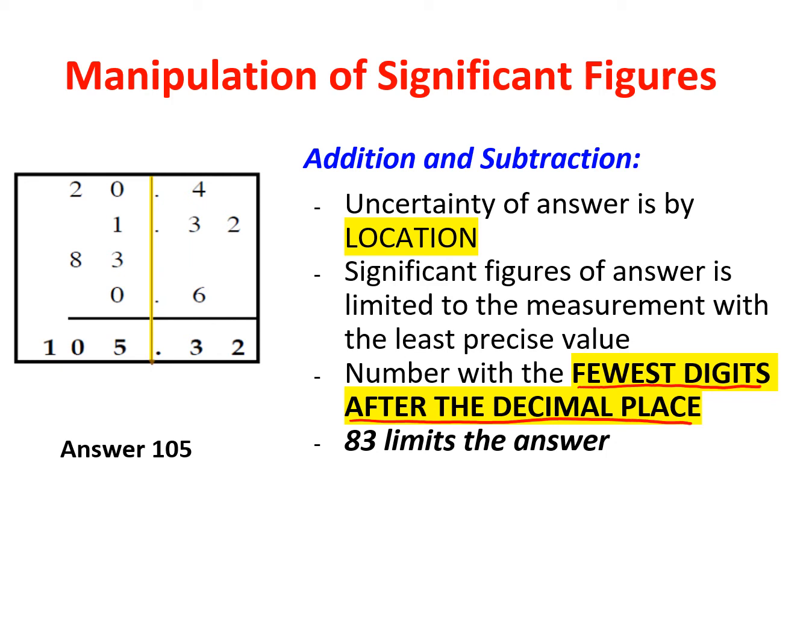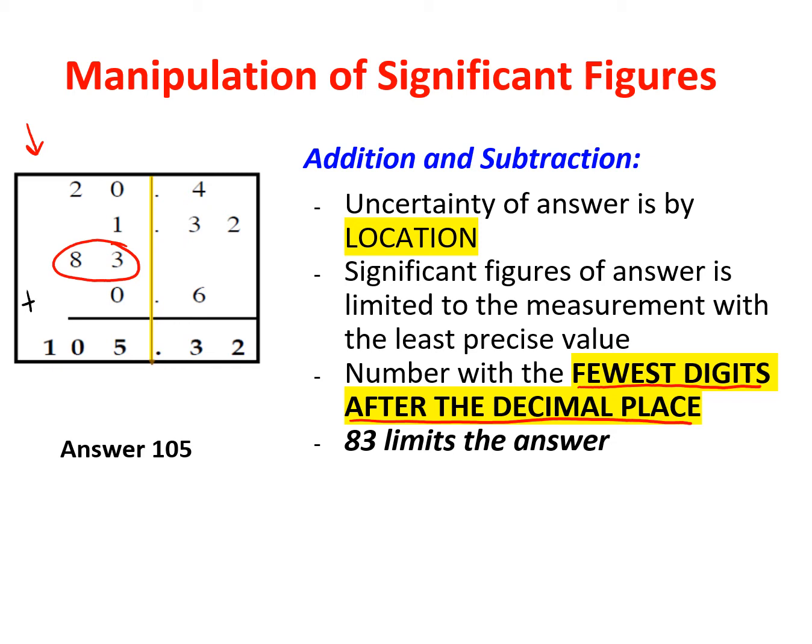So if we look at these 4 numbers in the problem here, we see 20.4 plus 1.32 plus 83 plus 0.6. And when we add those all up, we get 105.32. Well, you want to go ahead and line up the decimals in the problem so that you can identify easily which one is the least precise. And the least precise, again, is the one with the fewest digits after the decimal place. So the least precise number in this problem is going to be the 83, because 83 has no numbers after its decimal place. It doesn't even have a decimal.